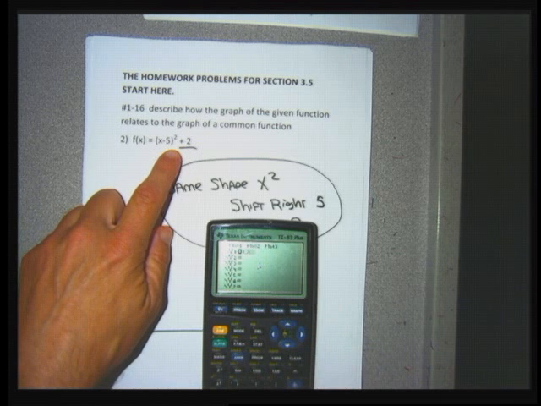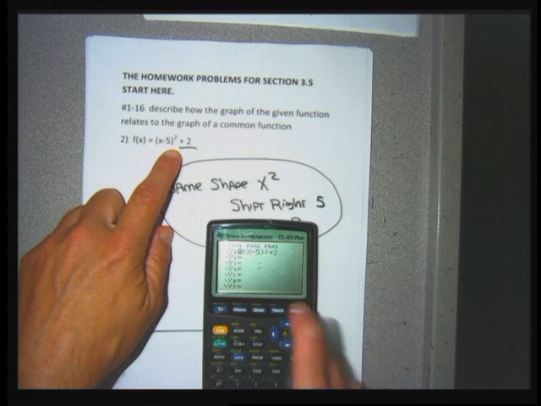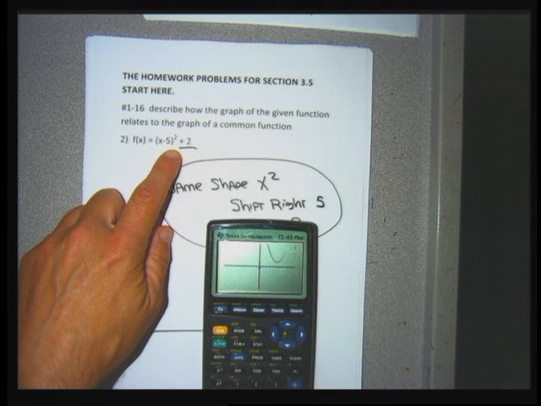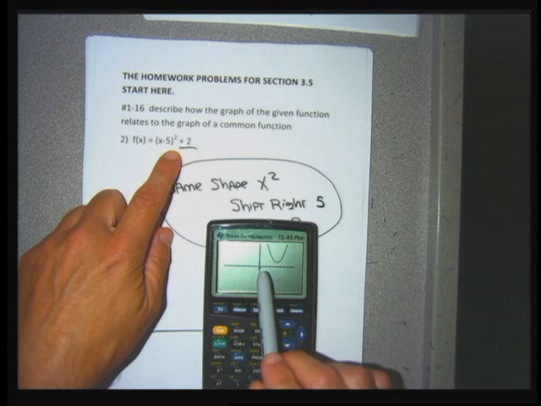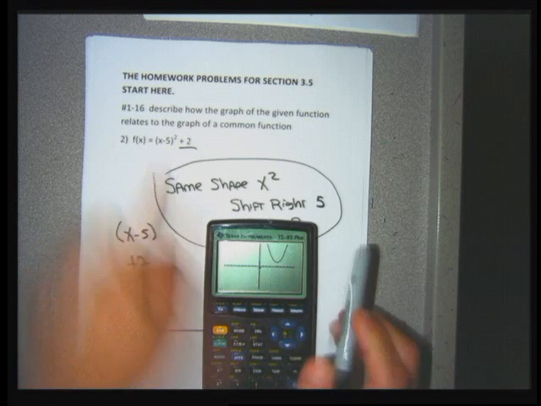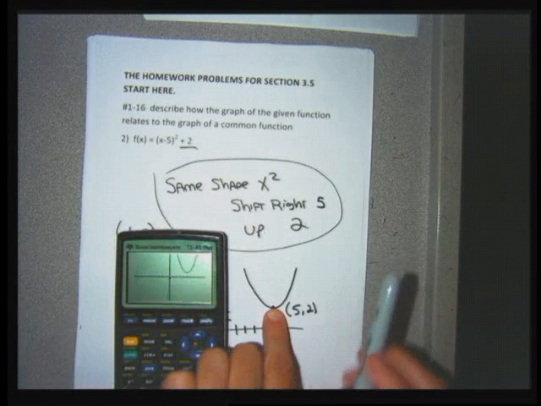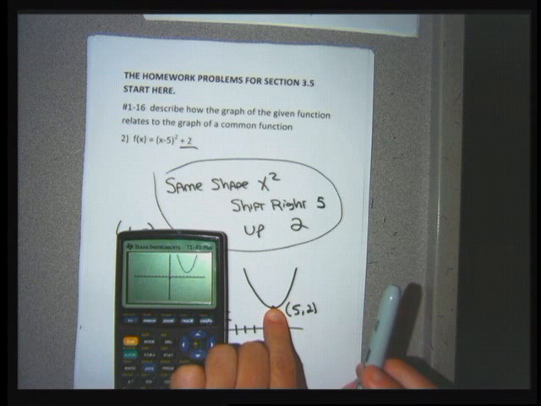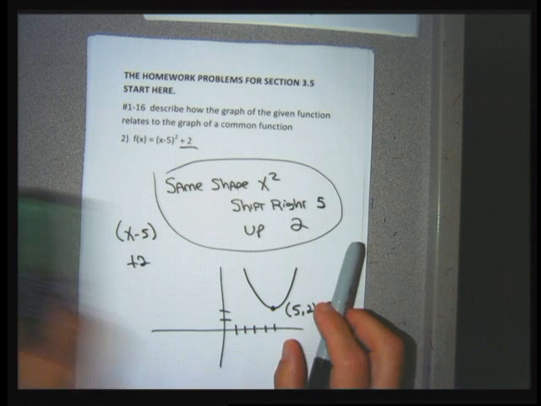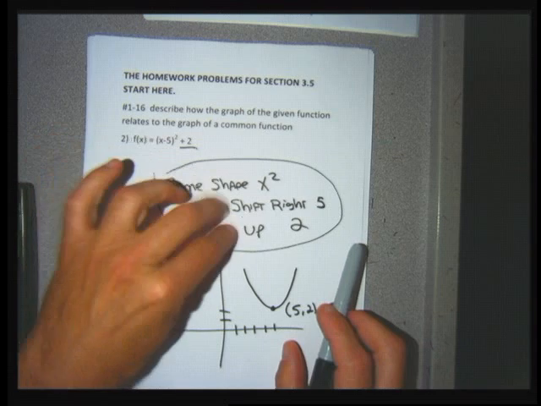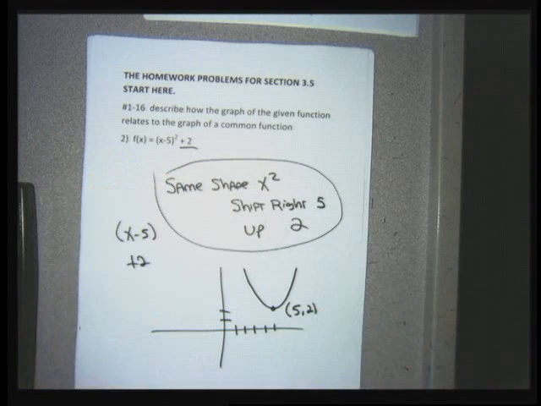If the graph that I get on my calculator is different than the one that I drew, then I messed up. So when I graph it, I get a parabola, and if I count over, I get 1, 2, 3, 4, 5, and up 2, which matches my drawing: 1, 2, 3, 4, 5, and up 2. So it's perfect. My calculator and my prediction are right. The only thing I need to write for this is shifted right 5 and up 2, and that would be enough.